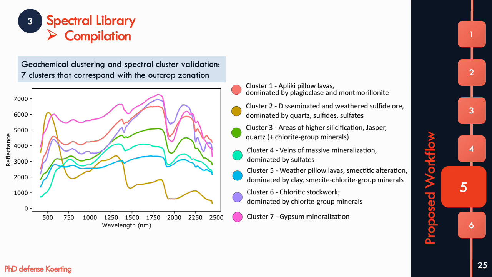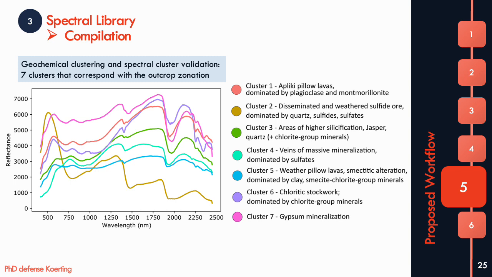And then I also checked the mineralogy of the different samples that were allocated within one geochemical and spectral cluster. And these also fitted these 7 different zonations that were found by the geochemical bottom-up clustering. So we have 7 different clusters that represent 7 different mineral zonations or geological zones here.